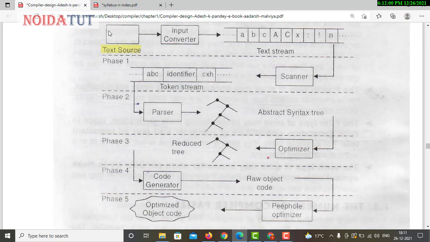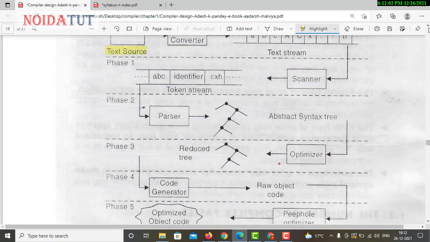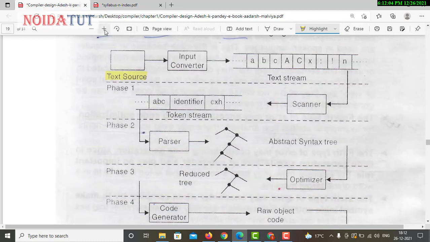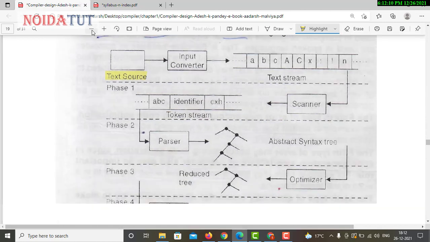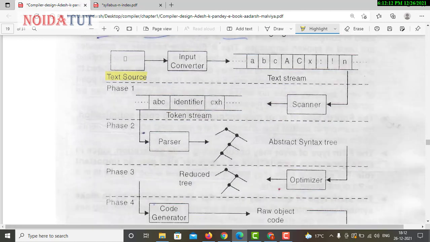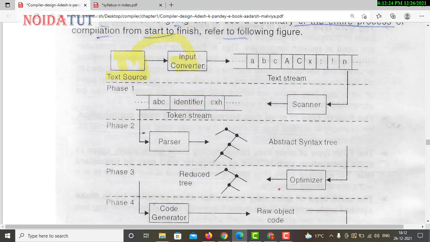This is the text source, because this is the book of UPTU. So the questions and the entire pattern match from this. This is the text source, that means this is the source code. From the source code, it is going to the input converter. Input converter means whatever input we have given is going to proceed further.